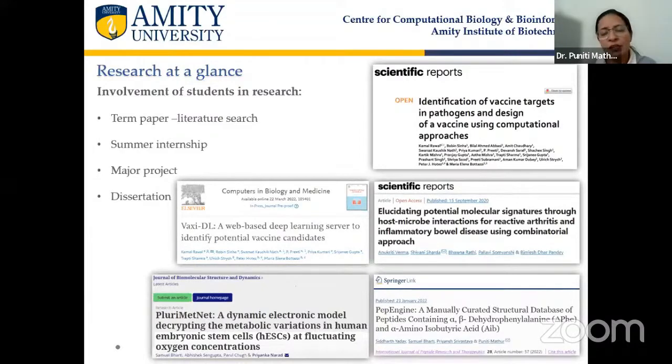This helps the students in reading, understanding, comprehending, analyzing, and synthesizing. Then we have a summer internship. Students are allotted topics by their faculty members. Students also do it at industries, academic institutions, or research institutions in India and abroad. A summer internship usually lasts for 2 months.